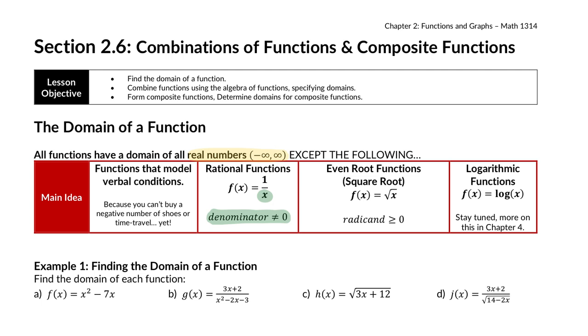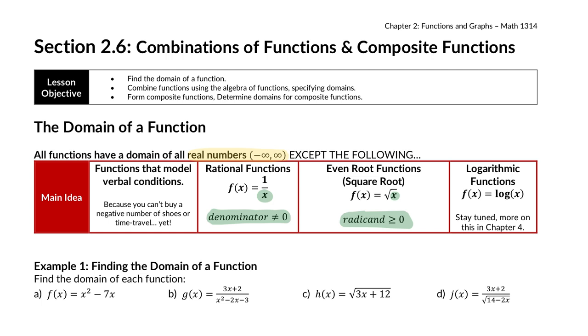The third situation where you would have a domain that's not all real numbers is for a square root or an even root function. Basically, the radicand, which is the fancy word for the stuff underneath the square root, must be greater than or equal to 0. This makes sense because in the real number plane, you can't take the square root of a negative number. So we restrict our domains to only input values that are nonnegative.